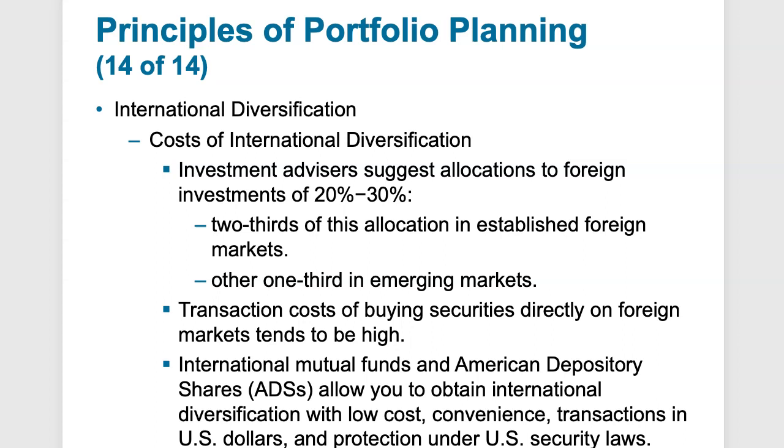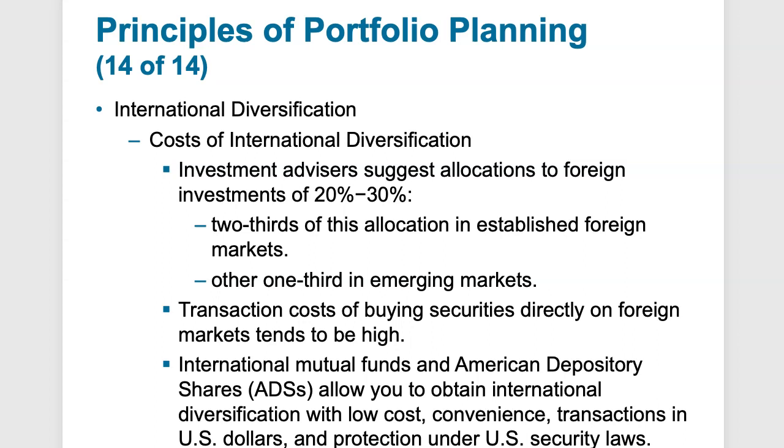Now, the transaction costs of buying and selling these securities directly tend to be, like I was saying before, more expensive because you get hit with international trading commissions. You could also be hit with currency costs by having to translate your domestic money into foreign currency. Usually you're going to get it at a rate that's not the most favorable rate. So that's why international mutual funds or American depository shares, which are foreign shares trading on the American exchanges, will allow you to obtain this international diversification at a much lower cost, more convenient and more liquid.